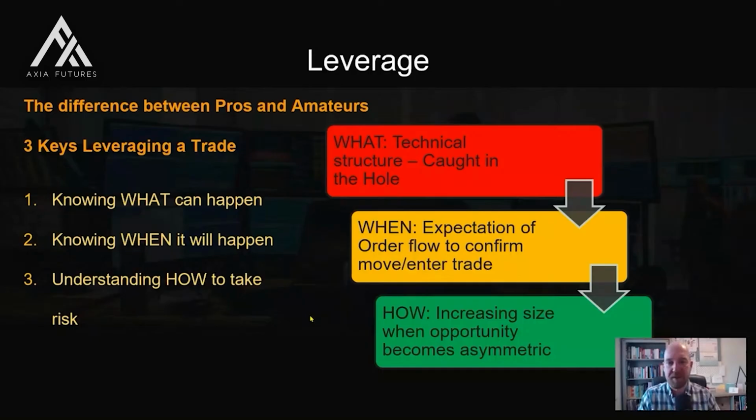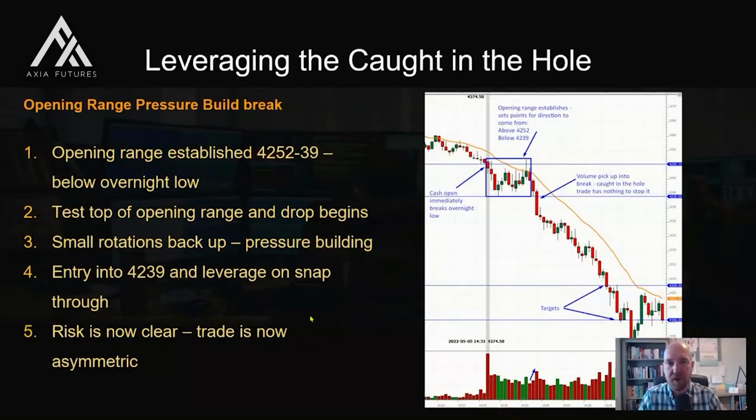So let's go and have a look specifically at how to leverage up this caught in the hole trade. This is the move from the regular trading hours open. It's what I call an opening range pressure build. Whenever you get a market opening, so the main regular trading hours, you will establish what I call an opening range. This is the first low and the first high established. Typically this can be within the first 5 to 10 minutes. Once you've got this, and this range in this instance runs from 42.52 to 42.39, we're already trading below the overnight low. So the market is already tipping over towards the downside.